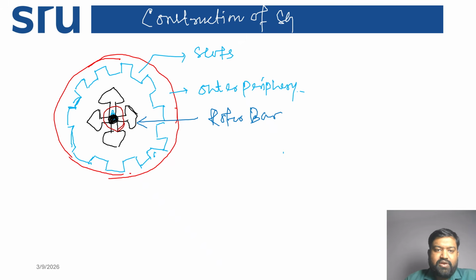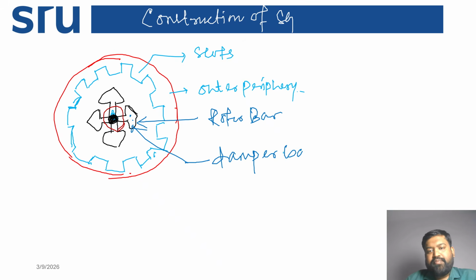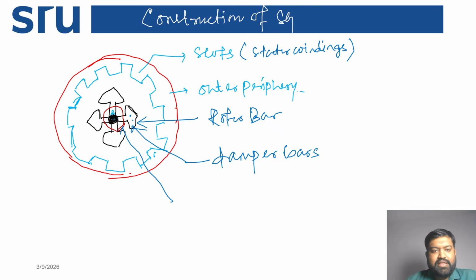And across this, what are the damper bars? I will explain; you just write down, damper bars are there. And another thing, the slots mean here we can place the windings. You can place the stator windings. Then what other components are there? What is the red color symbol? That is nothing but your steel spider, and the spider is to hold the rotor bars.